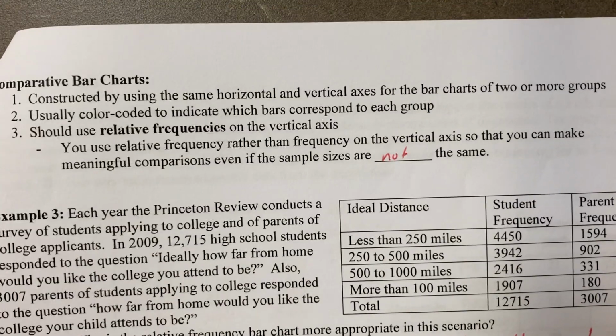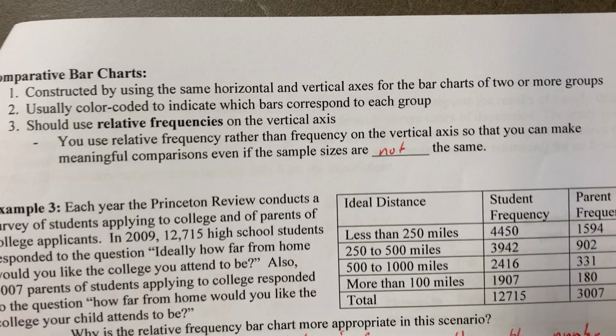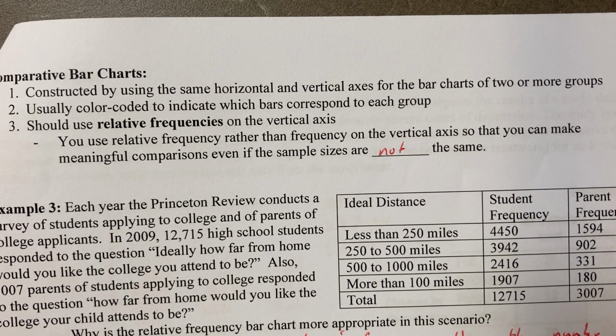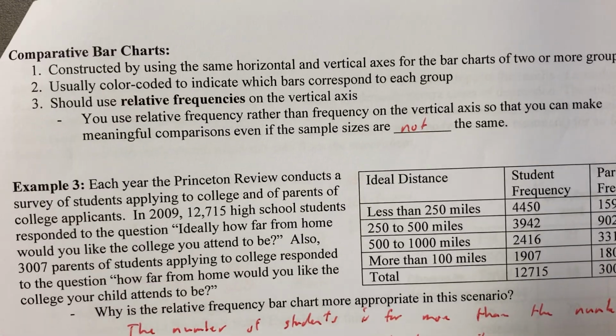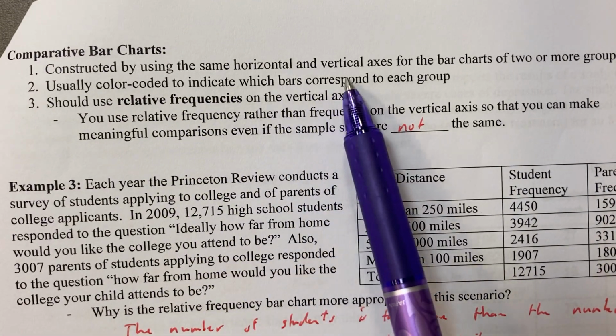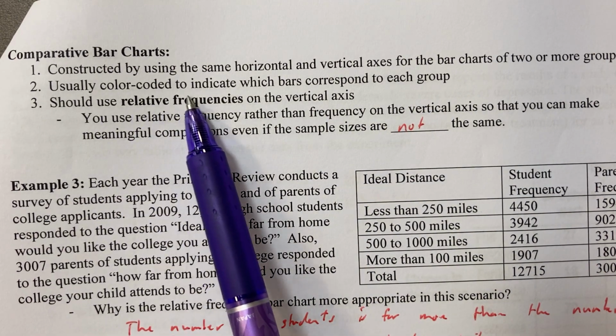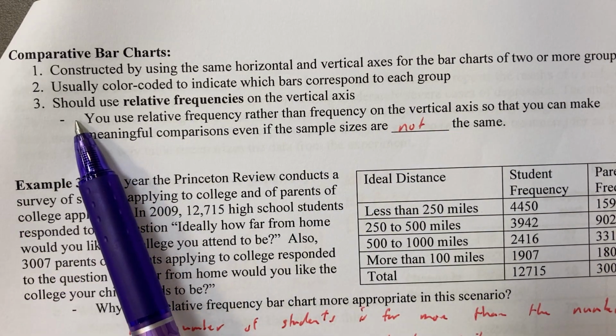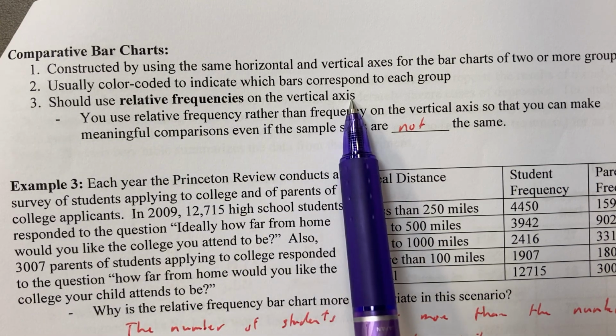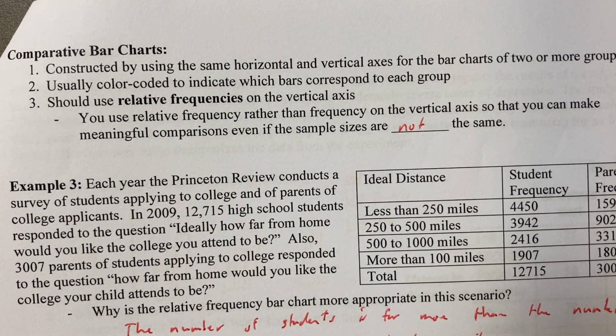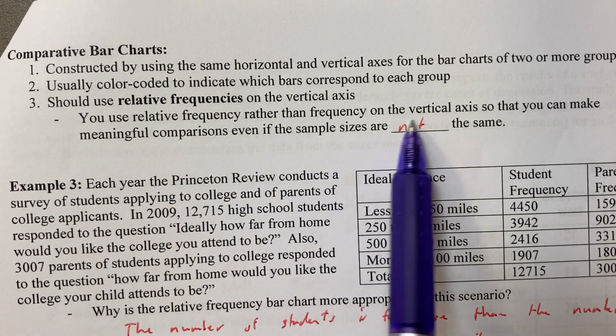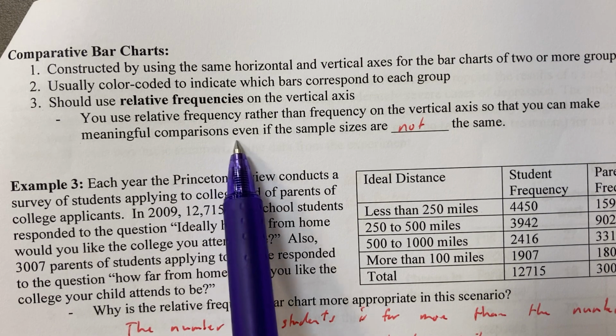All right, next thing we can do is basically put two bar charts together. We call them comparative bar charts. This one, it looks like my data is good. Okay. So constructed using the same horizontal and vertical axes, usually color coded to indicate which bar group we use. Should use relative frequencies on vertical axes. You don't want to use the counts because the counts might be so far off that it would be hard to compare, but you can compare the proportions of the counts. Use relative frequency rather than frequency on the vertical axis so that you can make meaningful comparisons.